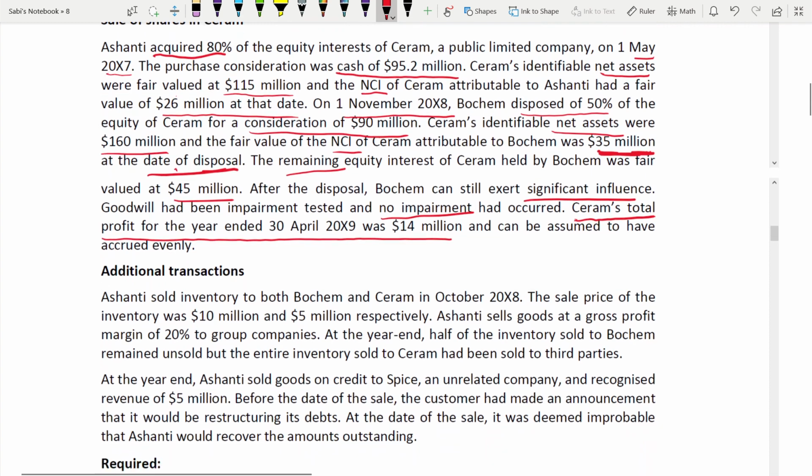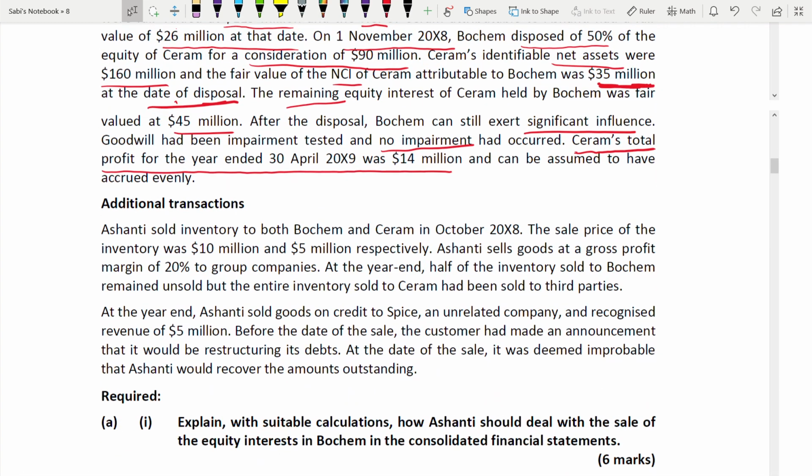Now there are some additional transactions. After that, we are heading on towards the requirement. Ashanti, the parent, sold inventory to both the subsidiaries in October 2008. The dates, I always highlight the dates. Next, the sale price of the inventory was 10 million. See, this is an intra-group sale.